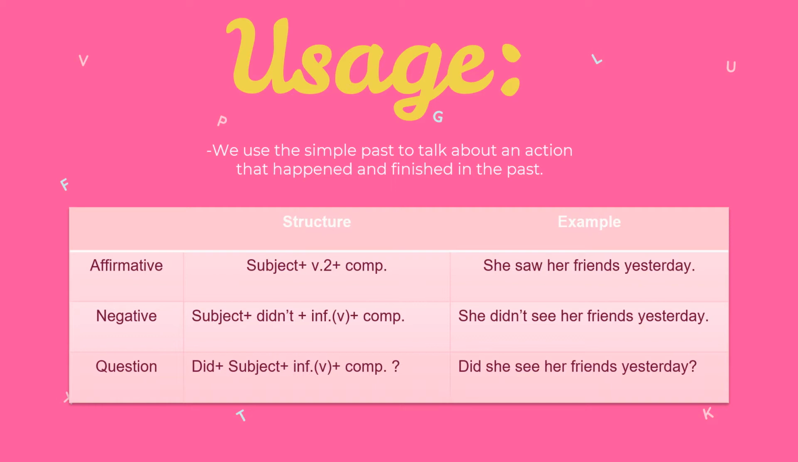So this is a quick revision for the simple past. As I told you, we use the simple past to talk about an action that happened and finished in the past. We use verb two in affirmative sentences, and if we want to change the sentence into the negative or into a question, we are going to use the helping verb, which is did, and did changes the verb into its infinitive form. So we are going to use the infinitive form of the verb when we are using did.